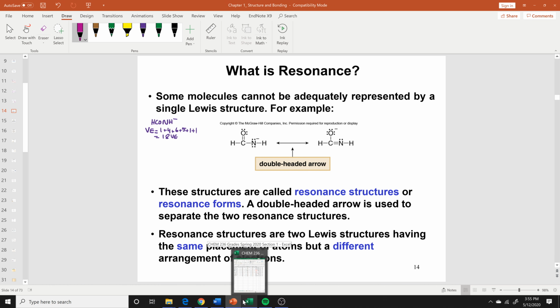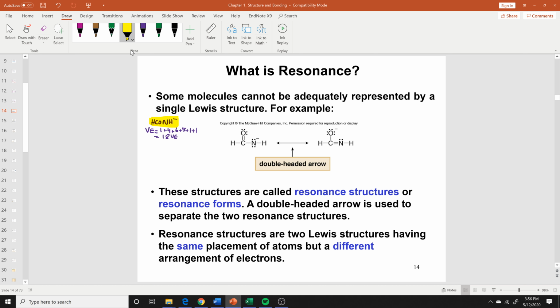The second topic that we're going to talk about is resonance. So what is resonance? Sometimes if I give you a molecular formula here and I ask you, go ahead and draw the Lewis structure for this molecular formula, one student might draw the Lewis structure like this. Another student can come up with another Lewis structure like that. Which ones are right? Both are right.